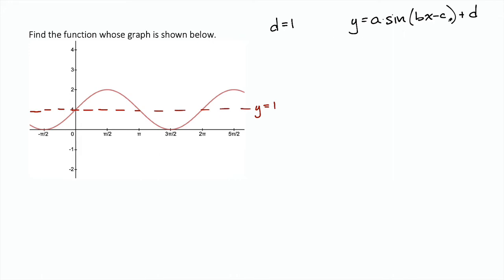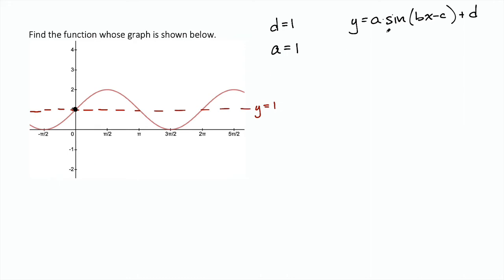Now, we have d already. We can get a pretty easily. I'm viewing this point as my starting point. The amplitude is from the midline up to the maximum. We see that that is just a distance of 1. So a is going to be 1.